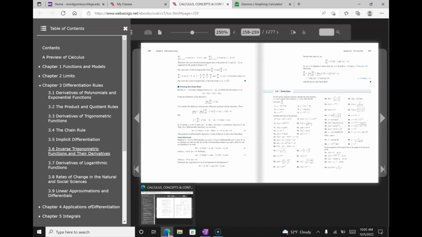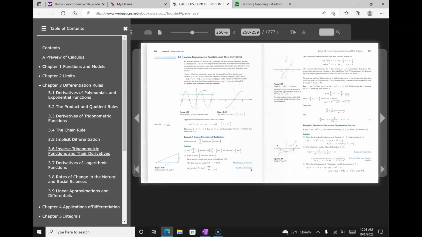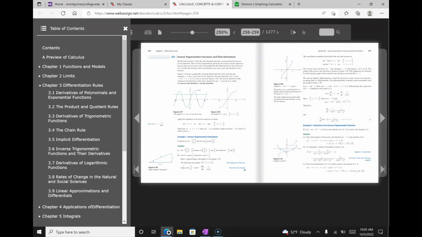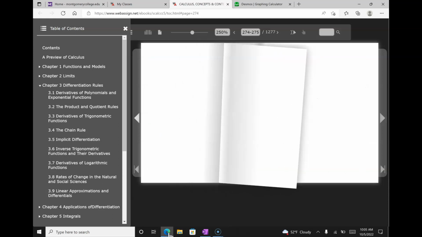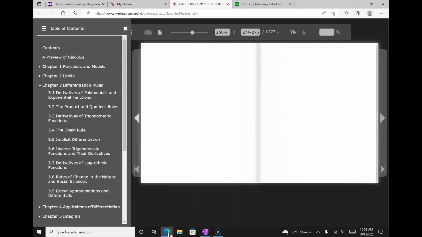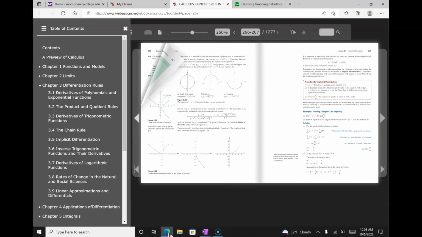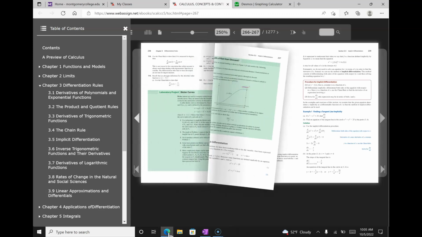All right, let's do... Oh, where am I? I'm supposed to be in 3.5. I'm in 3.4. Sorry. So let's start with another tangent line, one where we can't. What do I got? A blank page in the book? Oh, there it is. Sorry.